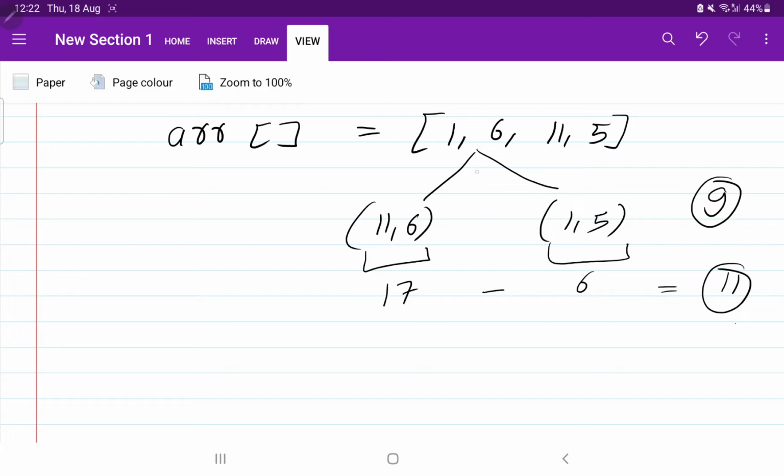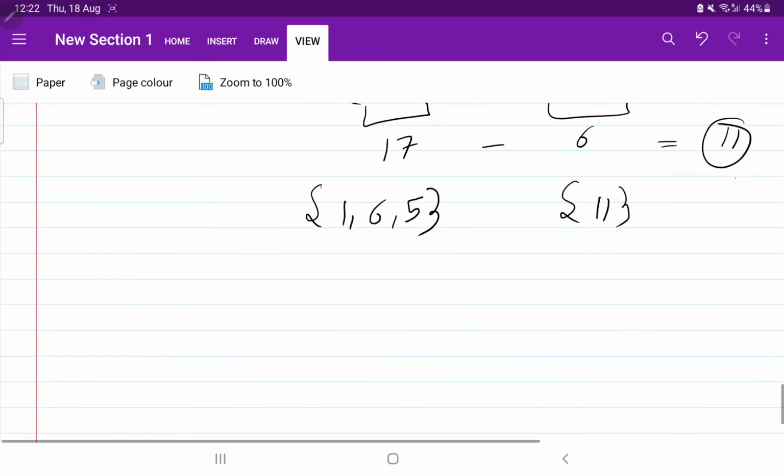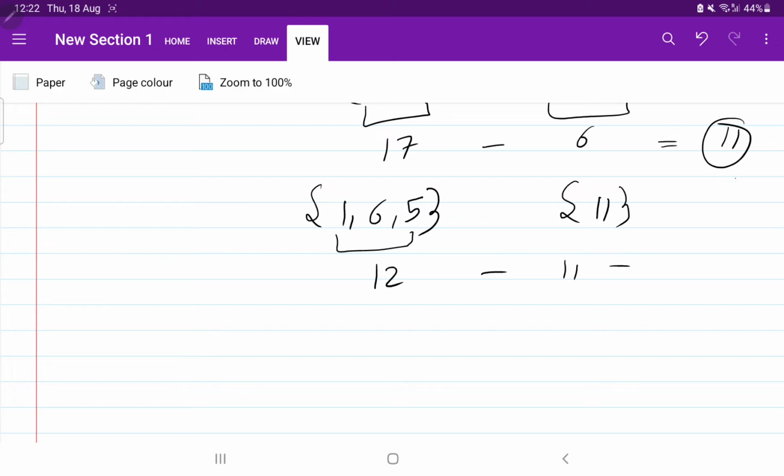Now let us divide this into another subset. Let's say the first subset contains three elements: 1, 6 and 5. The second contains only one element, 11. If you add them, what will be the sum? 6 plus 6, 12. If you subtract them, the difference will be 1. So this is the minimum. What we have to do is find this minimum. What is the value of that minimum difference between the two subsets?